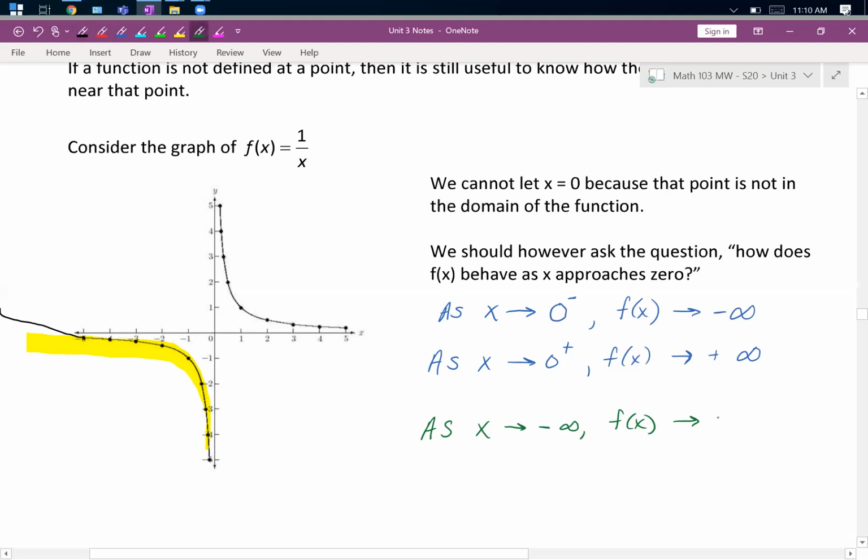So this approaches 0, but I want to say from the bottom side. Well, the bottom side is, once again, the negative side.